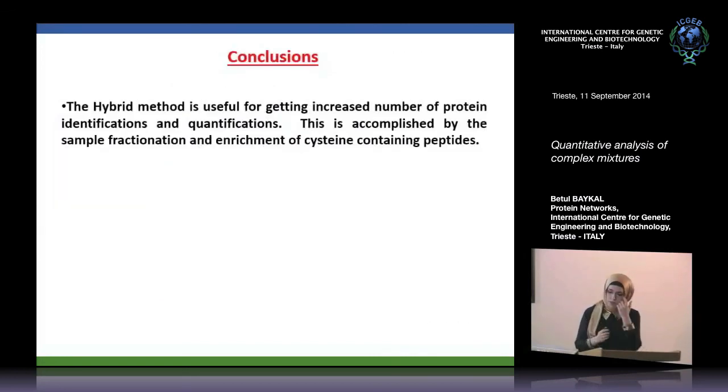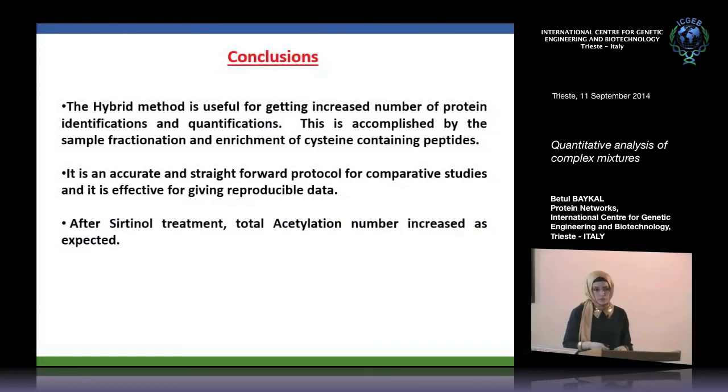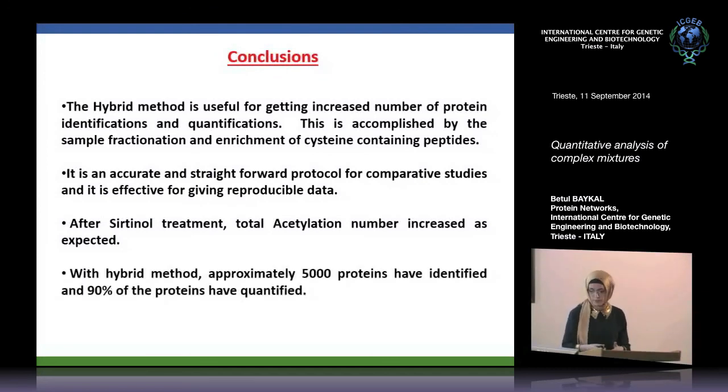So, conclusions. This method is quite useful for getting an increased number of identifications, and this is accomplished by the sample fractionation and enrichment steps that I made. It's an accurate and straightforward protocol for comparative studies, and it's effective for giving reproducible data. So after sirtinol treatment, the total acetylation number is increased as expected, and we see it in the results.